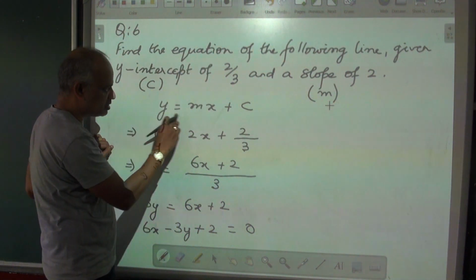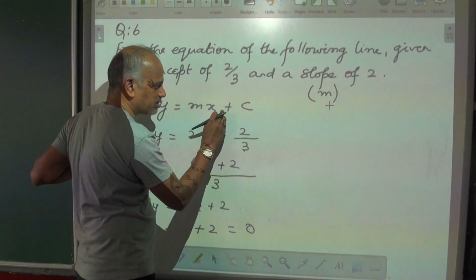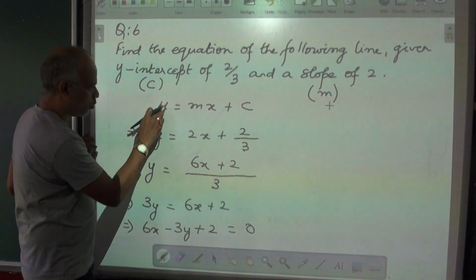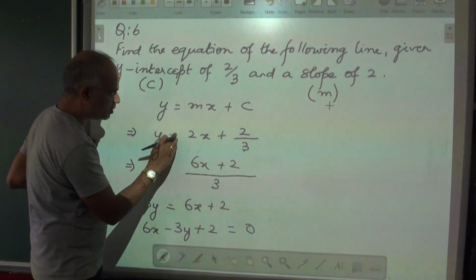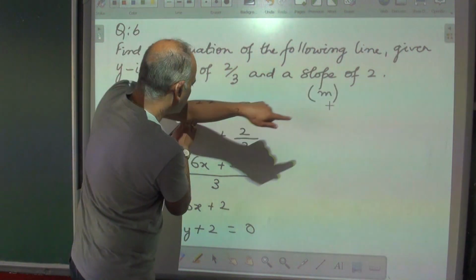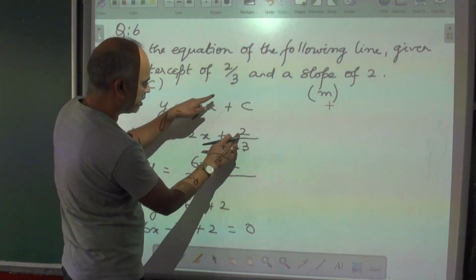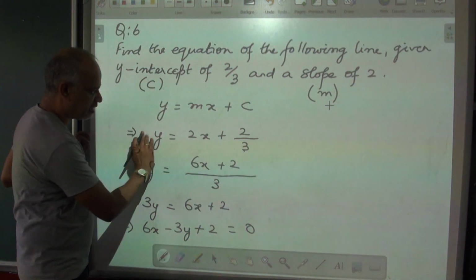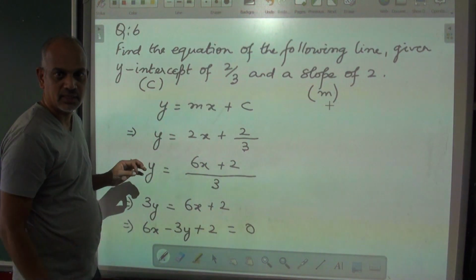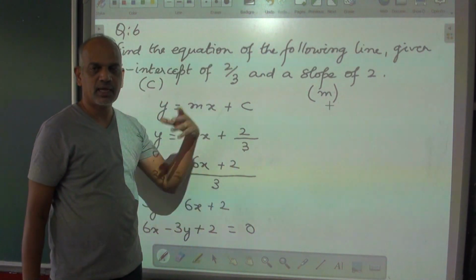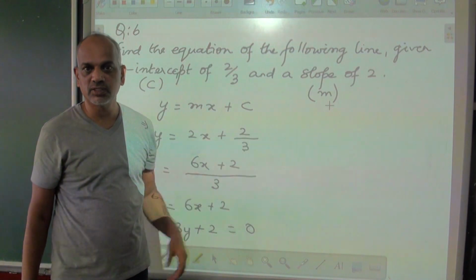The slope-intercept form is this one. Y is equal to mx plus c. So y remains the same, is equal to m's value is 2. So 2x plus c's value is 2 by 3. Don't leave it like this, you have to arrange it. First comes the x term, then comes the y term, and then the constant.